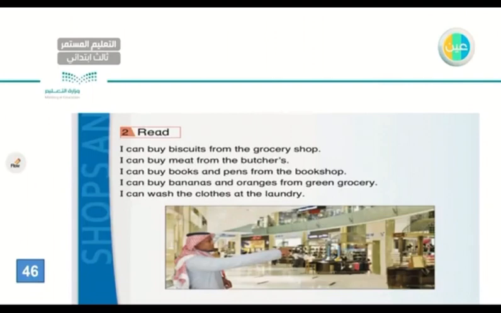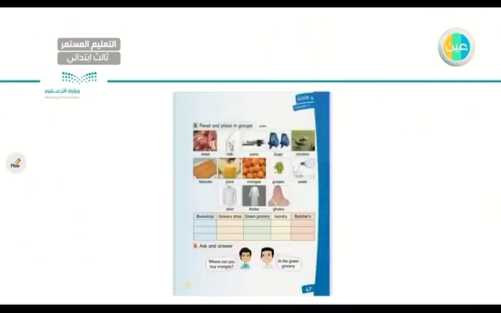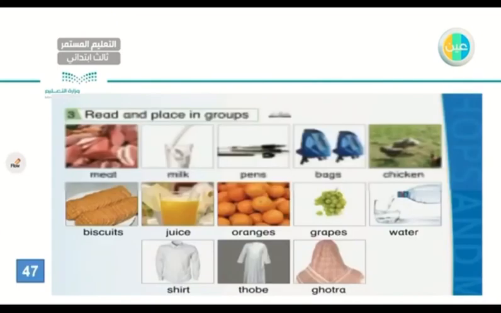Okay, now let's move. This is at page 46. Let's move to page 47. Here we have the items and we have different categories below. So we will be naming them at number 3. I need you to follow with me. At number 3, read and place in groups. Let's go through the pictures one at a time.